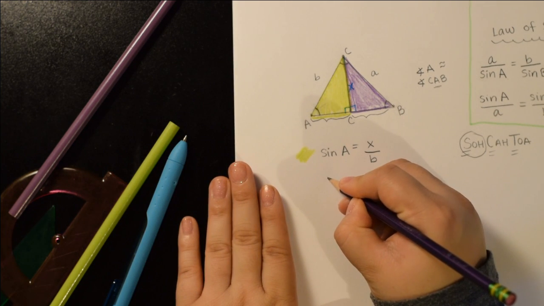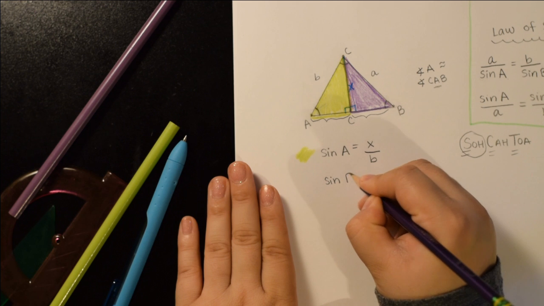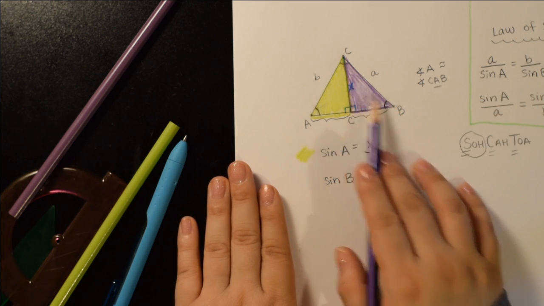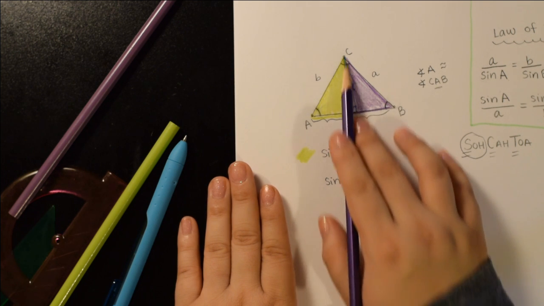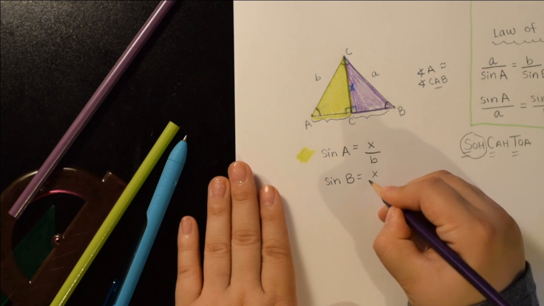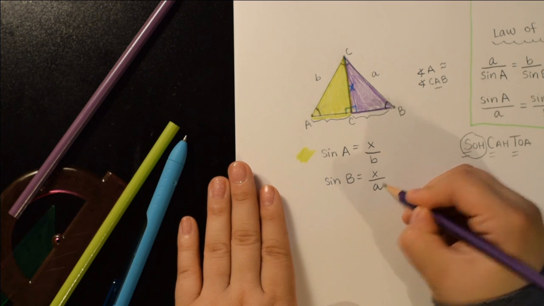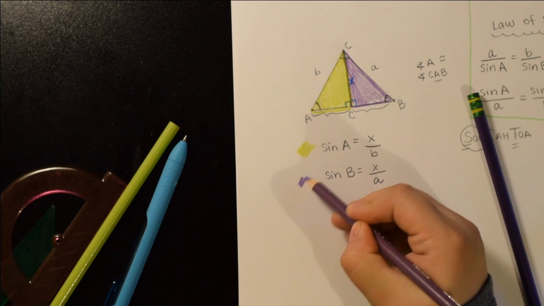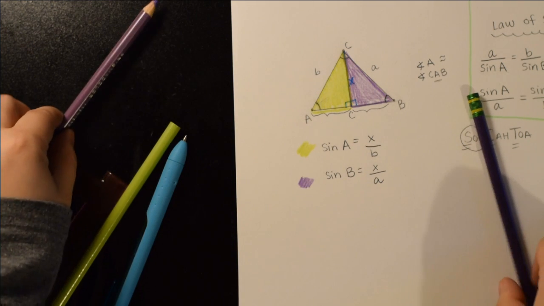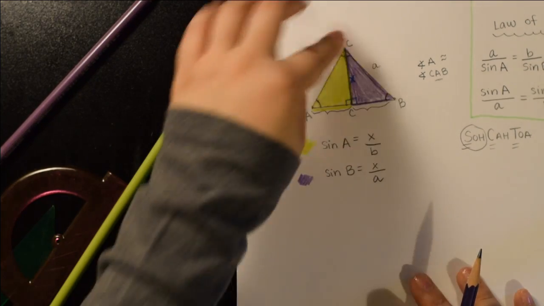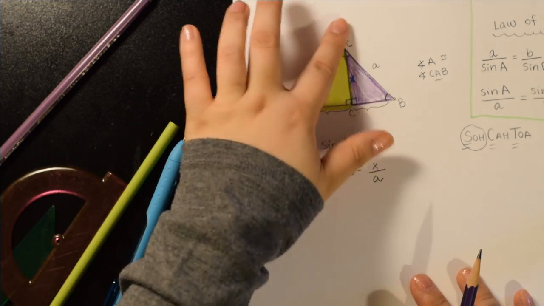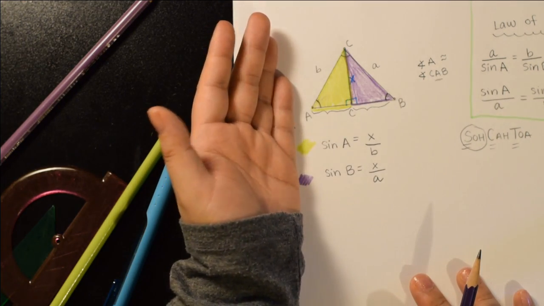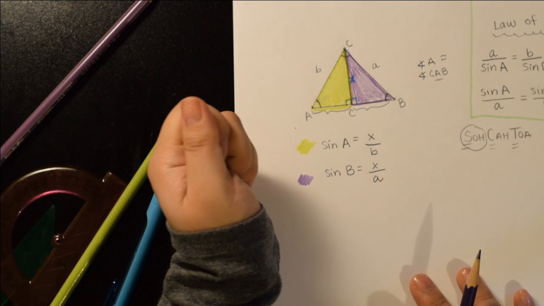But we do know that sine of B, of this angle B, is the length of the side opposite, which is this X, over A, where A is the hypotenuse for this one. So we have that. And so we have two equations just from the two right triangles that we got by breaking down our original triangle into two right triangles.